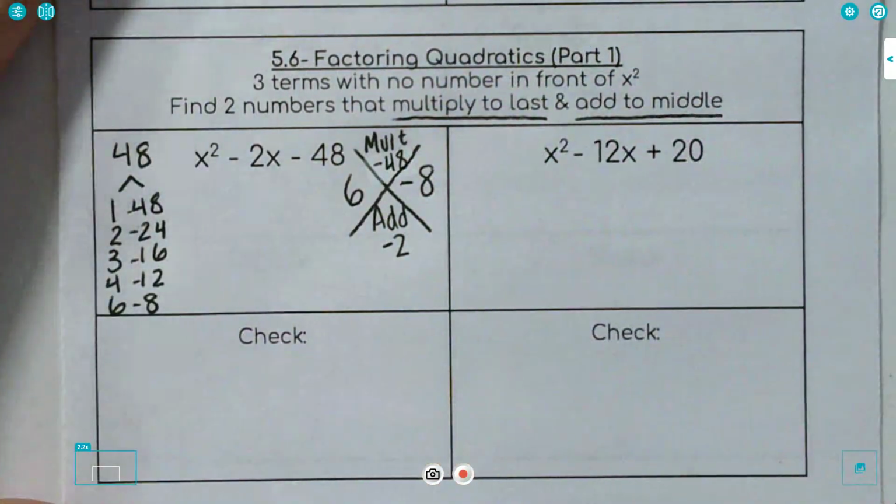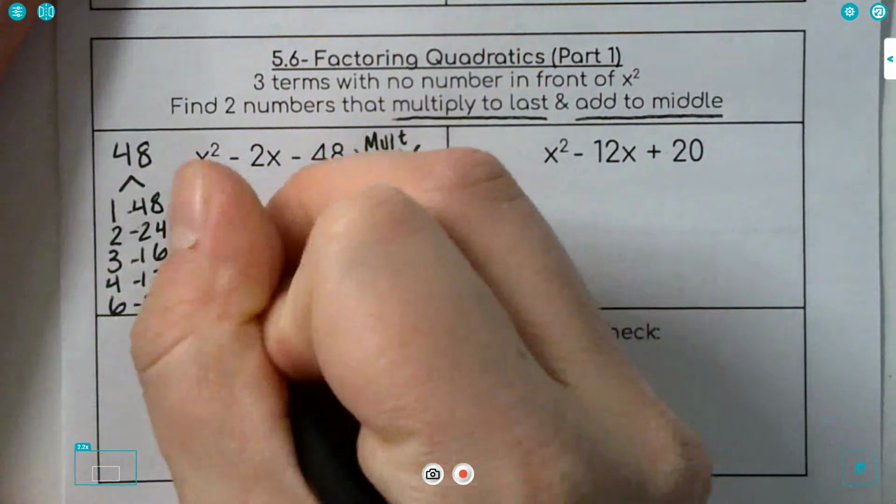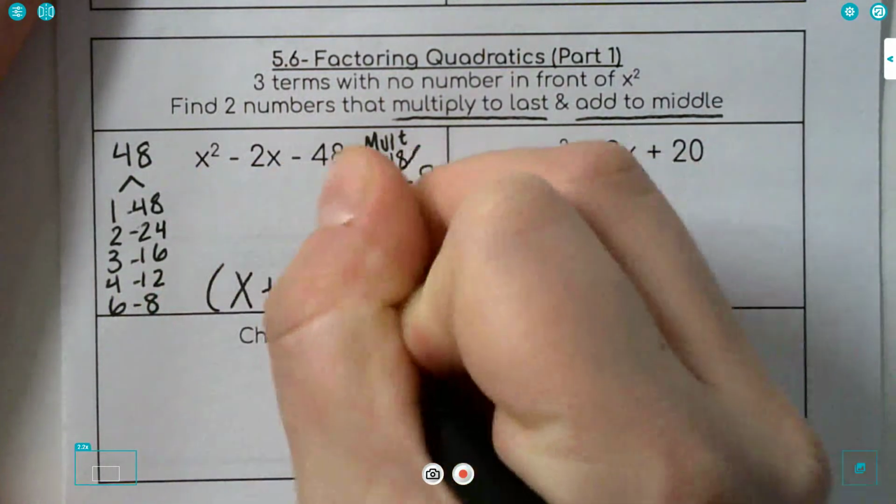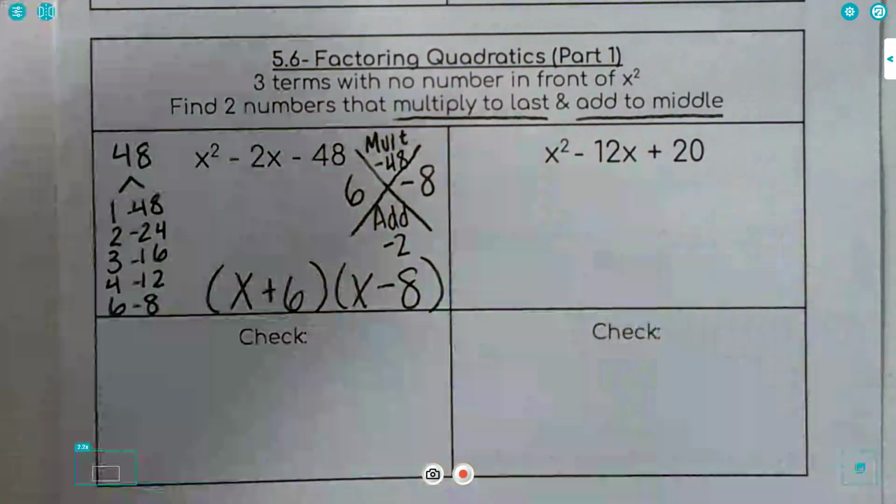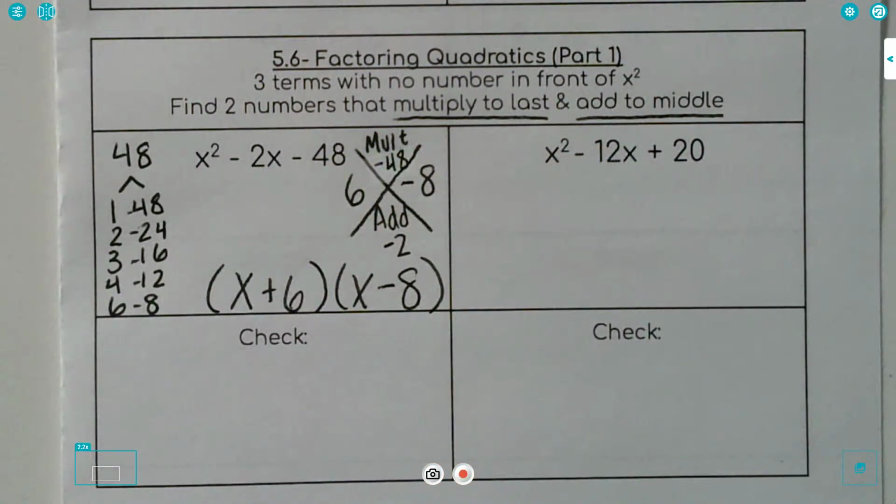Awesome. How do we write our answer? 2 sets of parentheses, x plus 6, x minus 8. Okay, so use the magic X, use your factor list, use neither, use both. I don't care. Use a multiplication table, use your calculator. Find a way that works for you to be able to find those two numbers that multiply to the last and add to the middle.